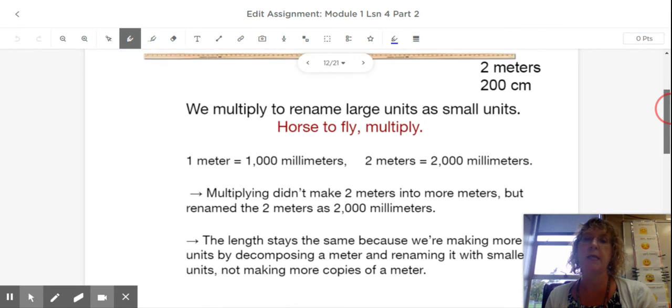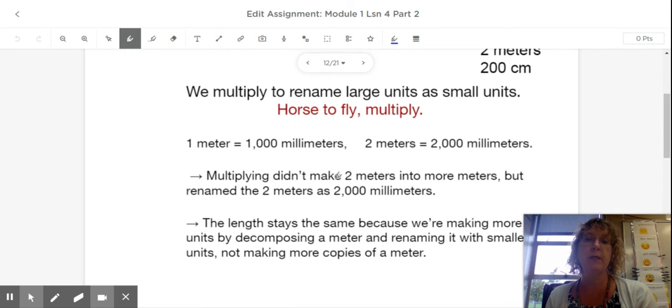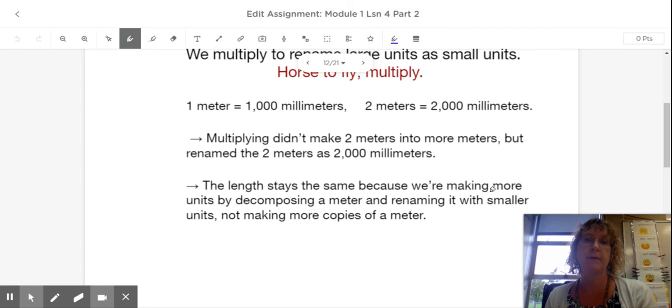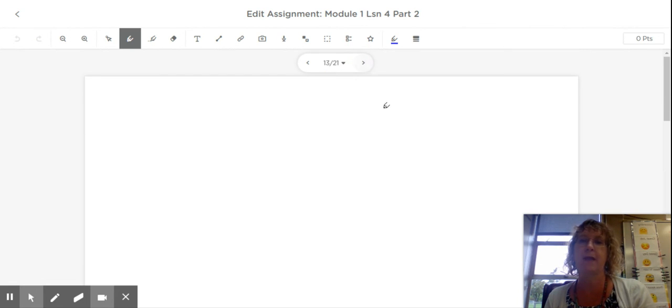It doesn't give us any more distance. It doesn't make 2 meters into more meters. It just renames the 2 meters as 2,000 millimeters, right? The length stays the same. It's really important we understand this because we're making more units by simply decomposing or cutting apart our meter and renaming it with smaller meters, smaller units. We're not making copies of that meter.